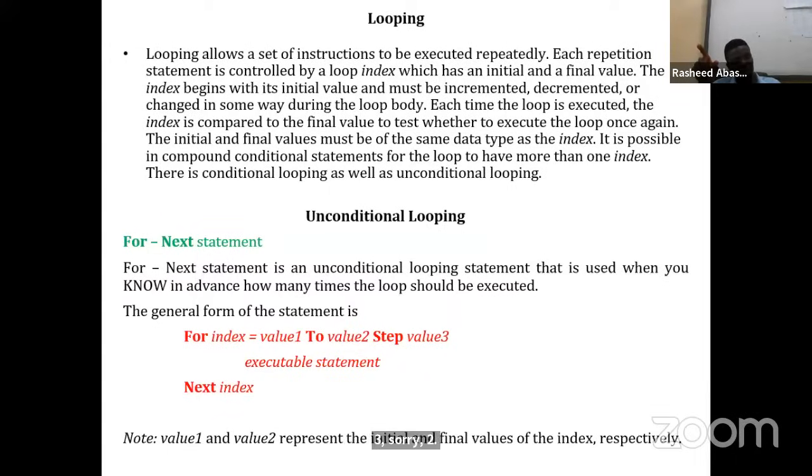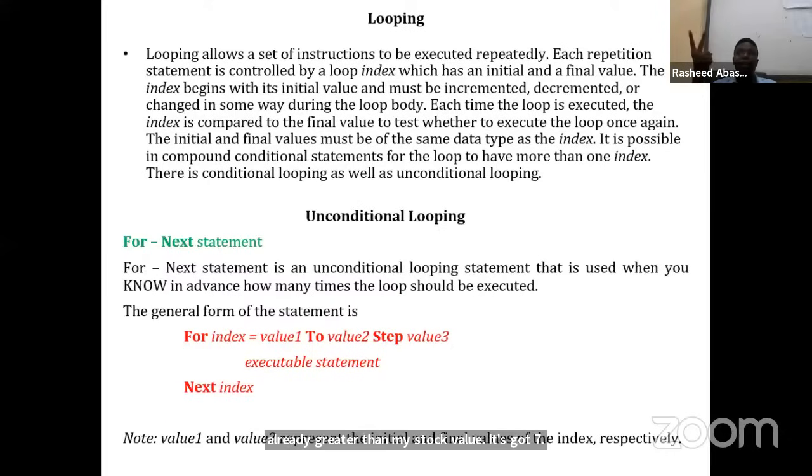If it was 1 To 9, Step 1, after 1 it goes to 2, then 3, 4, 5, 6, 7, 8, 9. For 1 To 9, Step 3: after 1, it goes to 4. After 4, it goes to 7. After 7, the next value is 10, but because 10 is already greater than my stop value, it stops at 7. So we have 1, 4, 7.